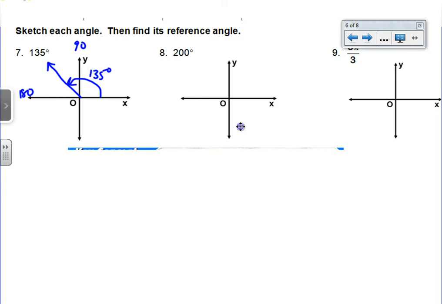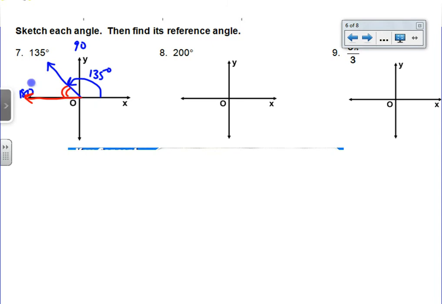That's me sketching the angle, step 1. Step 2 says find his reference angle. Well, I need to find how far apart angle-wise he is from the nearest x-axis. So his closest x-axis would be this part of the x-axis right here. So his reference angle would be how many degrees separate these two rays. Can someone calculate that for me?